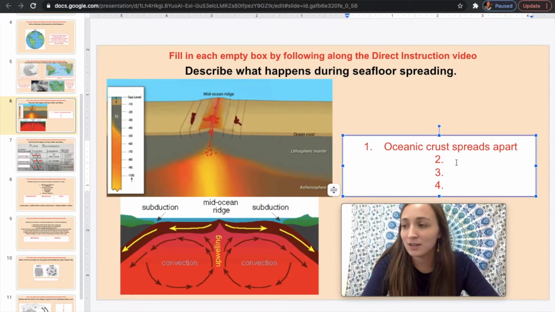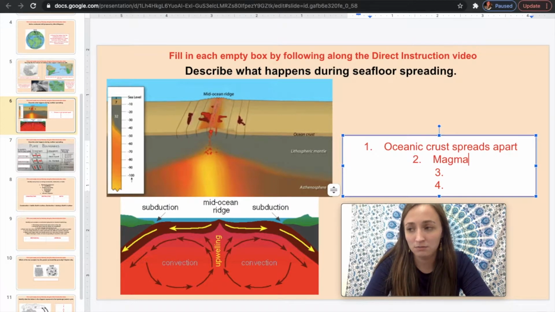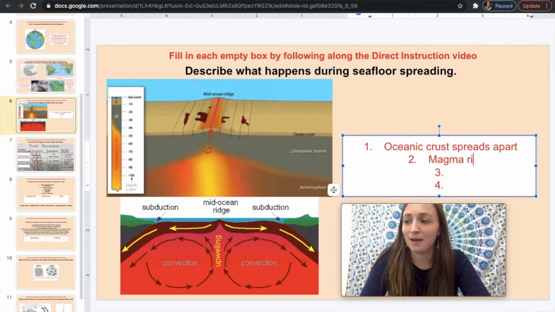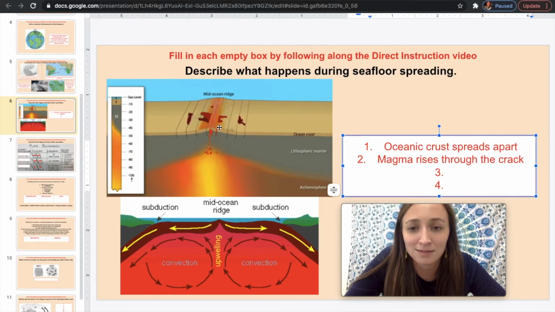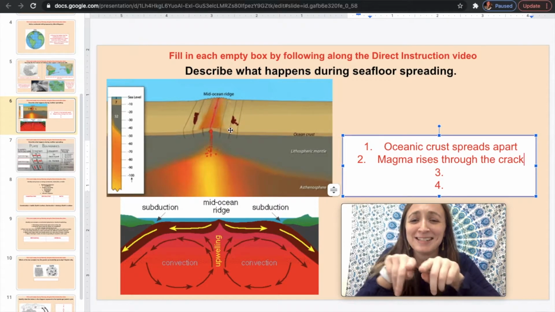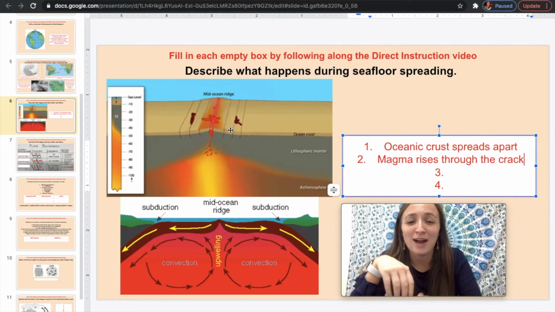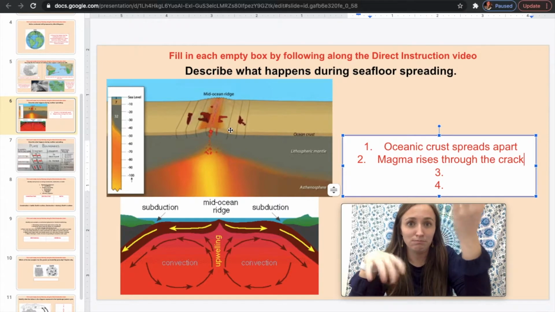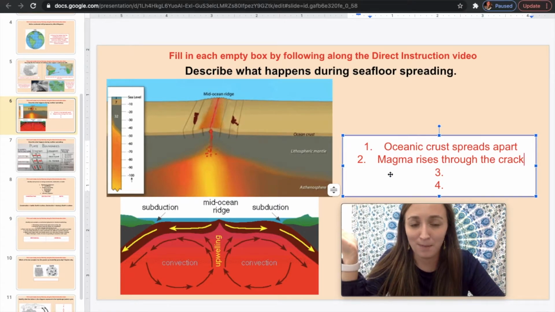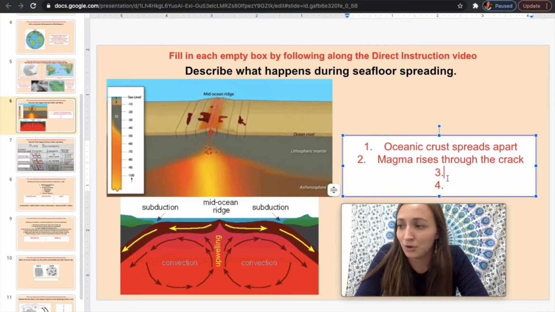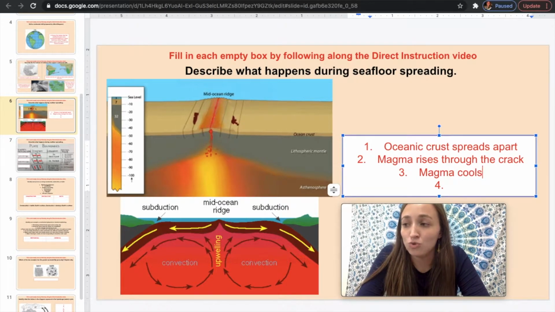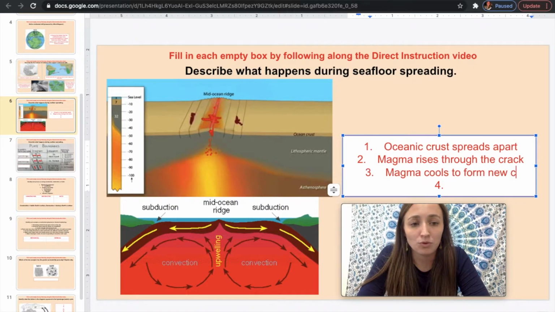Okay, so after it spreads apart, magma in that asthenosphere rises through the crack. So once it separates, that sounds kind of gross. Once it separates through that crack, that magma is just going to pop out, right? Because there's nothing stopping it from popping out. So once that magma rises through the crack, that magma is then going to cool to form new crust.